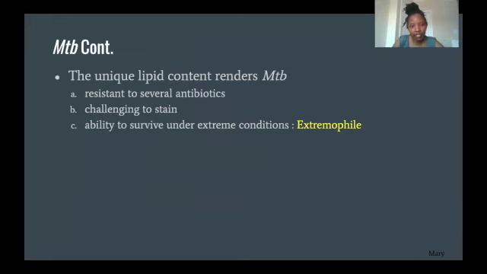resistant to several antibiotics. So when it is treated, it can become resistant. That's why the prescribers or the doctors usually use different kinds of antibiotics. It is challenging to stain and has the ability to survive under extreme conditions.